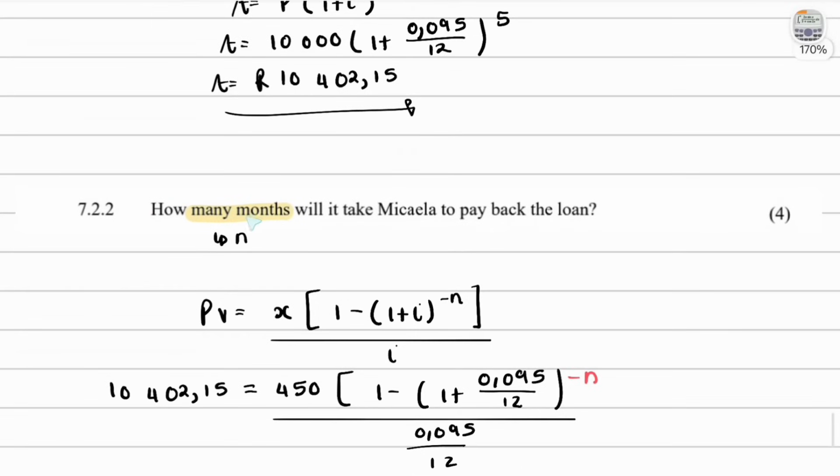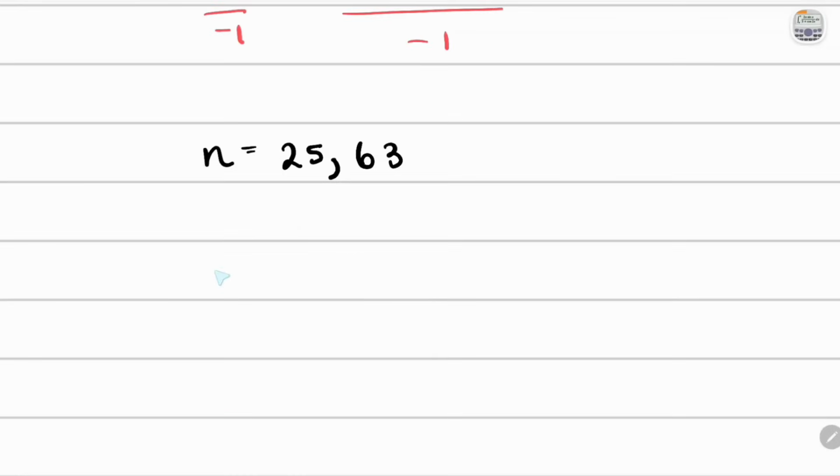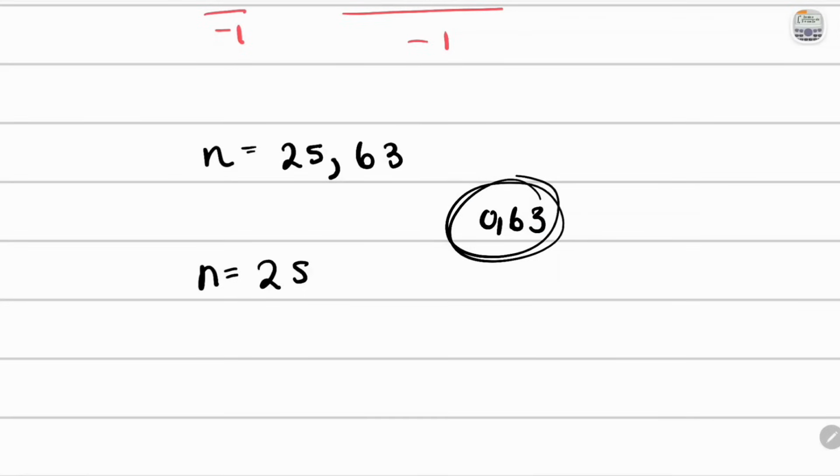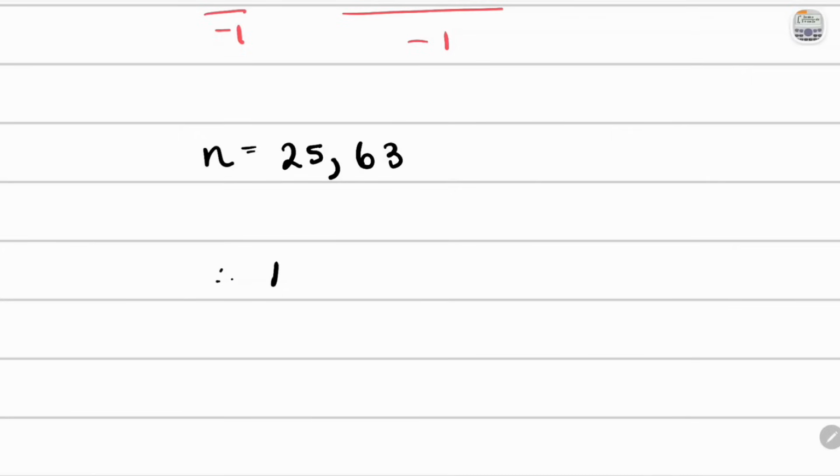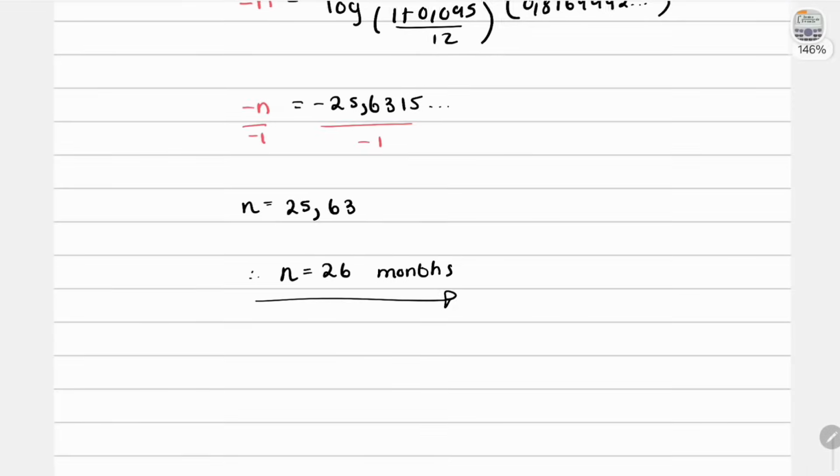The question is, how many months will it take Michaela to pay back the loan? So here's the thing about this. If we say that n is equal to 25 months, then she's not going to be done with this loan because she still has the 0.63 to go. 0.63 months, and that is still money owed. So instead of saying 25, we'll say that she has 26 months left to go. And that is our answer.